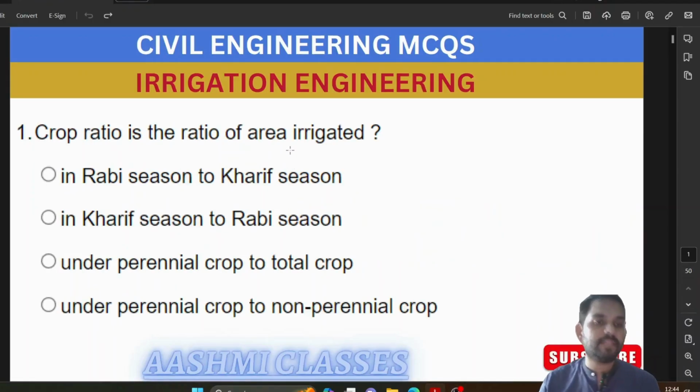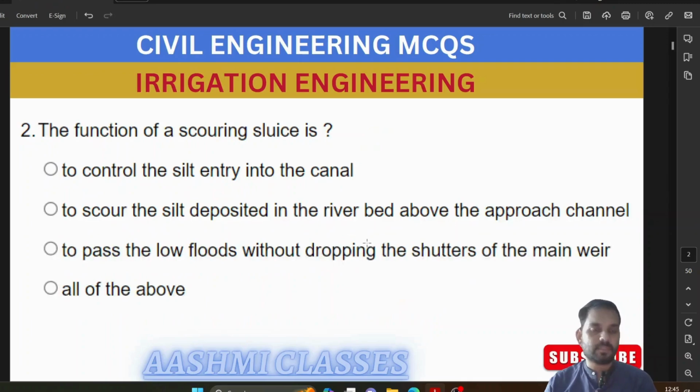The first question: crop ratio is the ratio of area irrigated in Kharif season to Rabi season. Second, the function of a scouring sluice is to control the silt entry into the canal, correct? To scour the silt deposited in the river bed above the approach channel, correct? To pass the low floods without dropping the shutters of the main weir, correct? So the correct option will be all of the above.